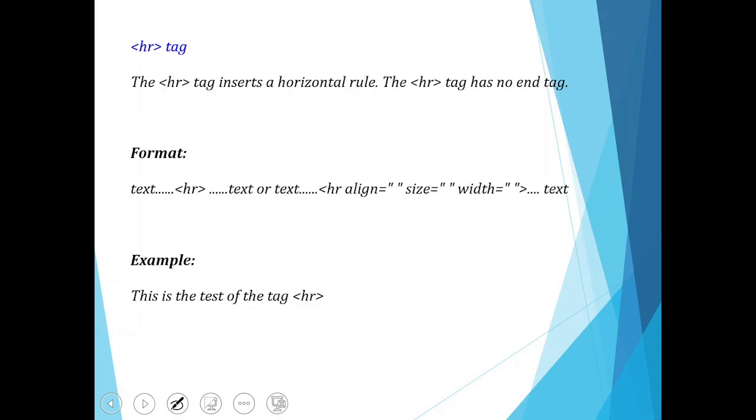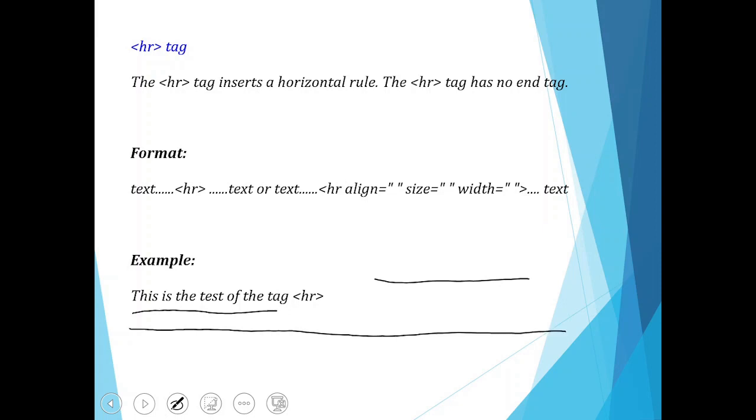Next is the HR tag, which stands for horizontal rule. Horizontally, it will draw a rule, meaning a line, onto your page. So at whichever position you want a horizontal line drawn on your screen, you just need to mention HR. In the example, "This is the test of the tag" and I have mentioned the HR tag. So it will print "This is the test of the tag" onto my browser page, and after that it will draw a horizontal line on my page. That is the use of the HR tag.